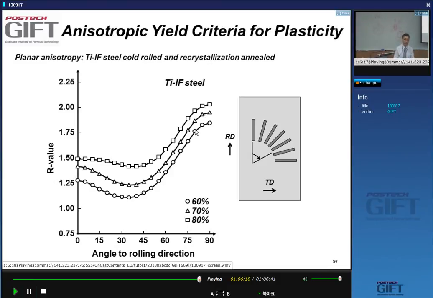Because it means that when materials are strongly anisotropic as a consequence of, for instance, in this case, crystallographic texture, that has an impact on their yielding behavior. And we have to use adapted yield criteria.